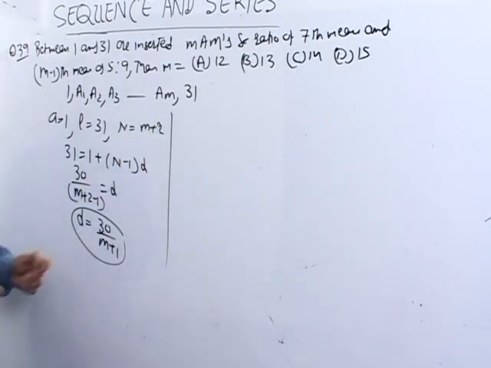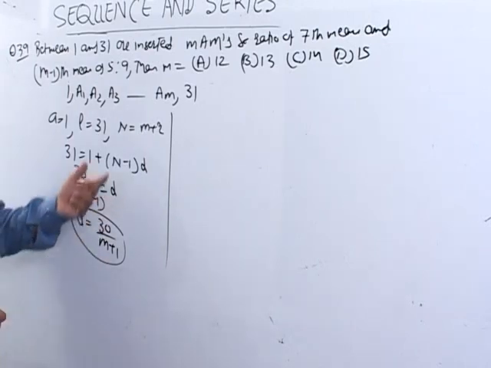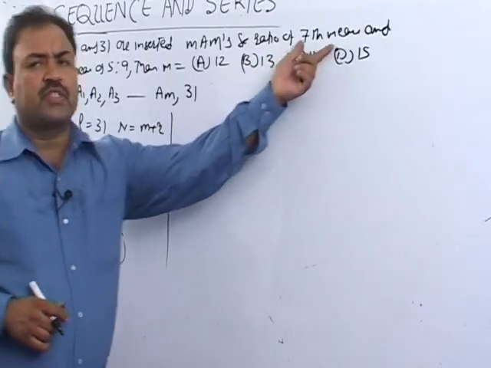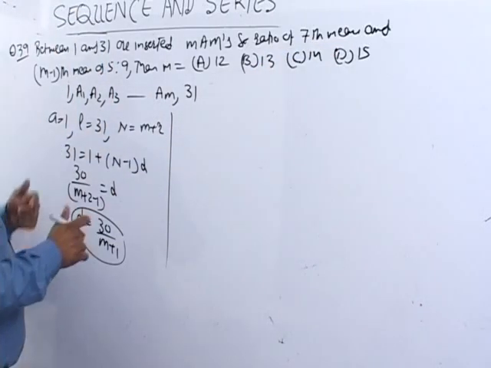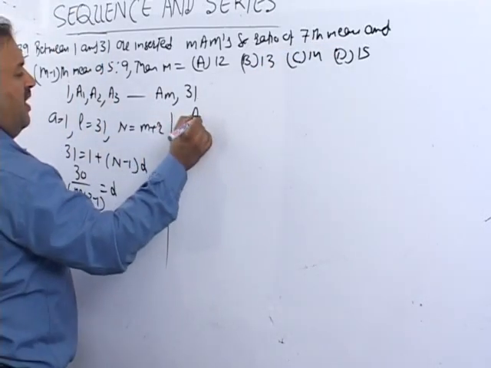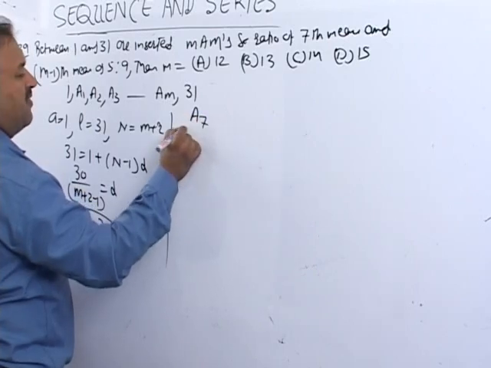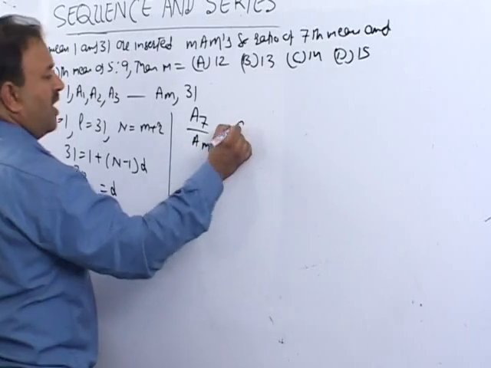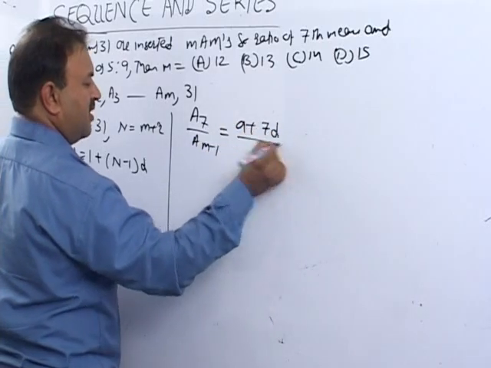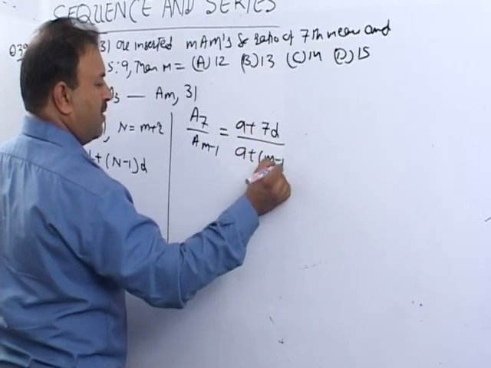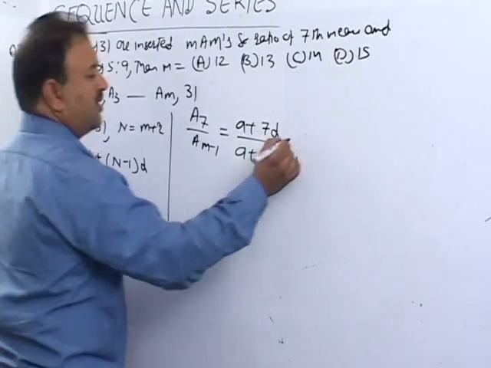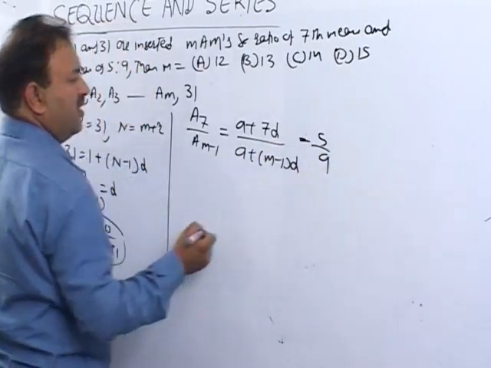So d is 30 upon m plus 1. Now we have to find the ratio of the seventh mean to the m minus 1 mean. It comes out to be a7 upon a minus m. A7 is equal to a plus 7d, and this is a plus m minus 1 d. It has been given as 5:9.